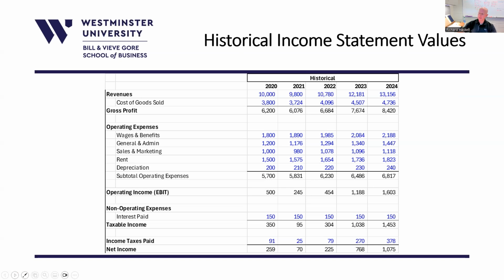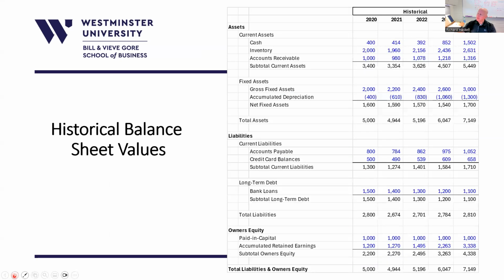Now, you might want to think about these as being dollars multiplied by 1,000. So this would be 259,000, 70,000, 225,000, 768,000, and 1,075,000. I will discuss the numbers throughout the video as though they were dollars, but more realistically, these would probably be in thousands of dollars. Well, we can look then at the historical balance sheet at the same time.